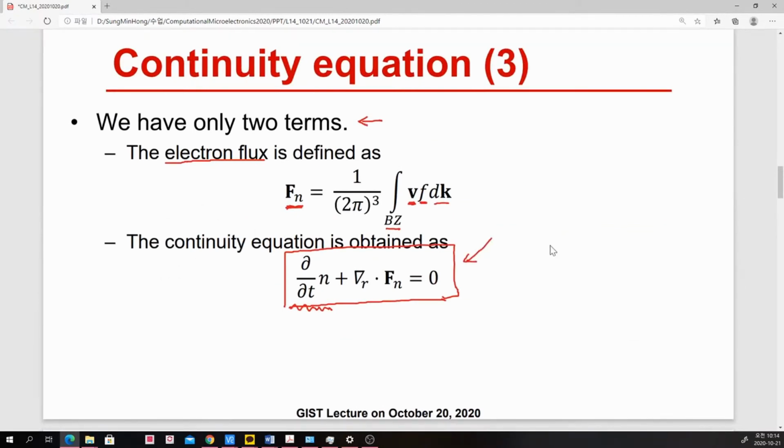Okay, time is up, so I will stop here, and we have a discussion not covered in today's lecture. We will continue it in the next lecture, next Monday, and there we will try to derive an expression for electron current density J sub n.